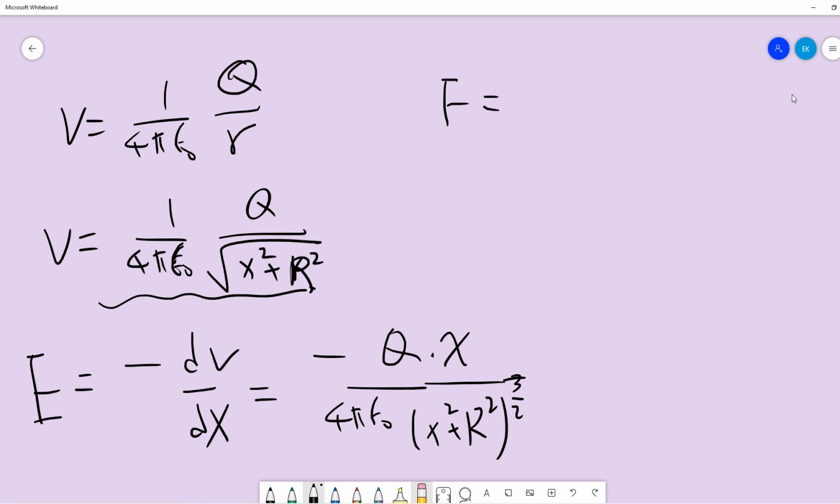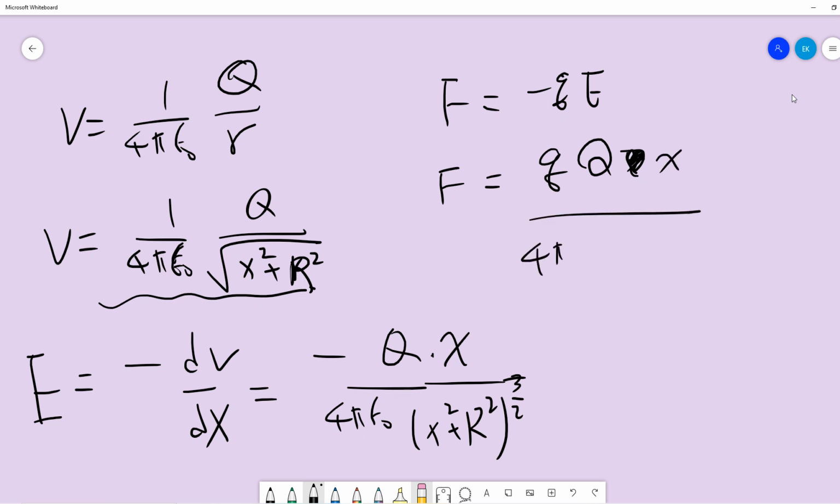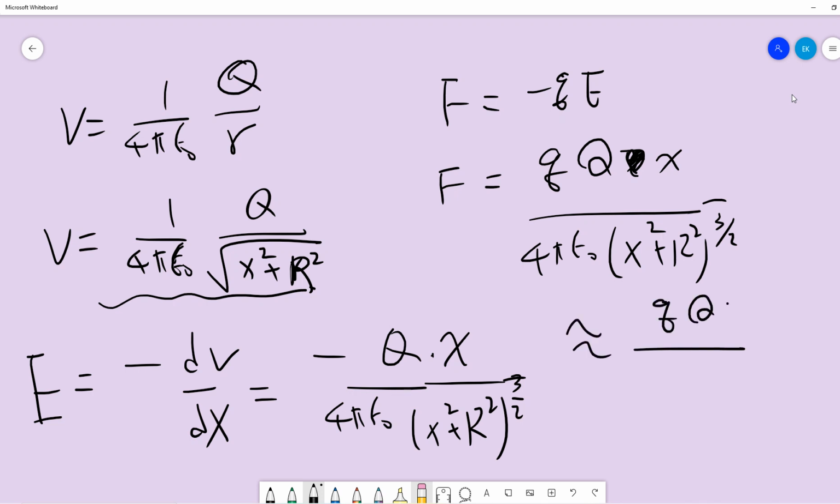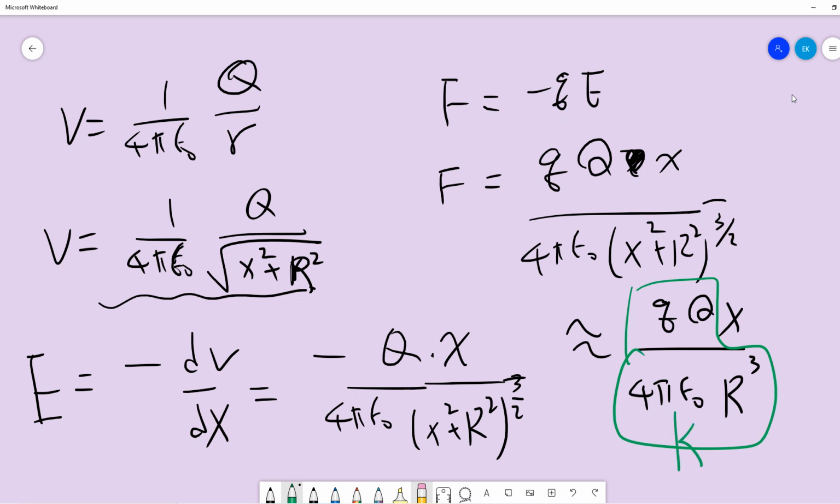So the force is QE minus QE. So the total force is Q times QX divided by this, and this term equals MA. But we don't care about what MA is. We just care about when R is really large, then we approximate this as QX divided by 4 pi epsilon naught R cubed. So this is K.